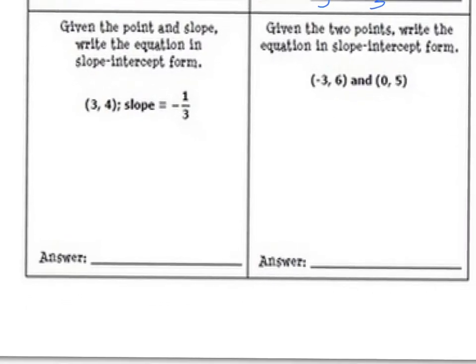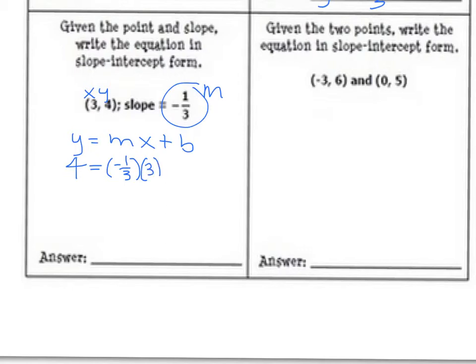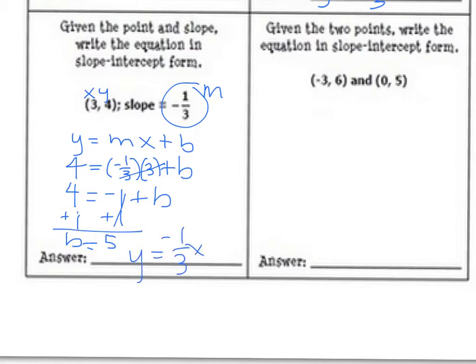Okay, given the point and the slope, I'm given x, I'm given y, and I'm given m. So y equals mx plus b. I'm going to plug in everything I know. I'm going to plug in 4 equals m is negative 1/3 times 3, and I don't know b. Negative 1/3 times 3 is negative 1. Those cancel out. When I add the 1, b equals 5. Again, negative 1/3 x plus 5.